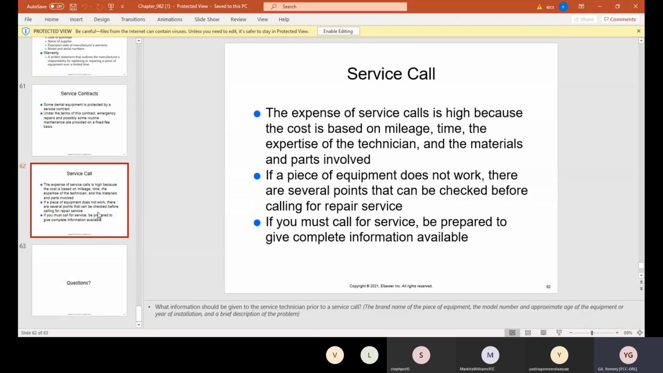If a piece of equipment does not work, there are several points that can be checked before calling for a repair. Like I said, if it's something that you can fix, you might as well try to fix it yourself. If you must call for service, be prepared to give complete information available. They're going to ask you what's wrong with it, what is it doing, what is the model, etc. Everything. Okay.